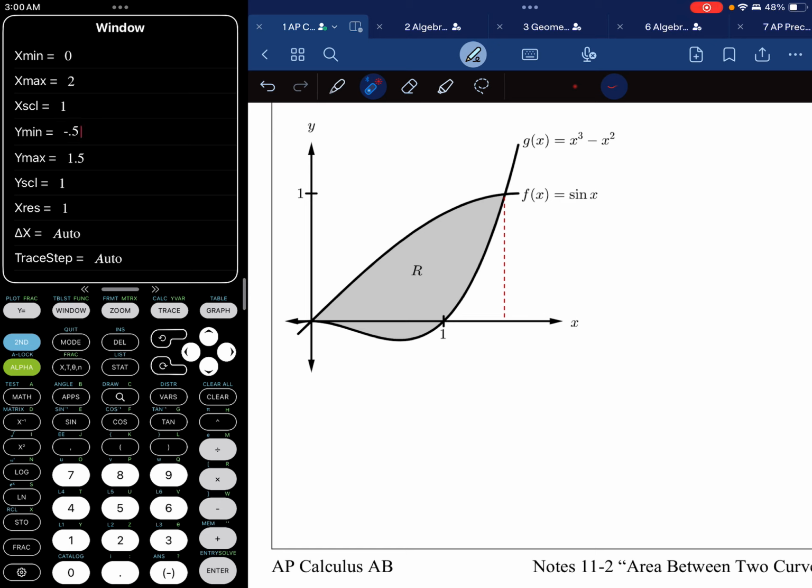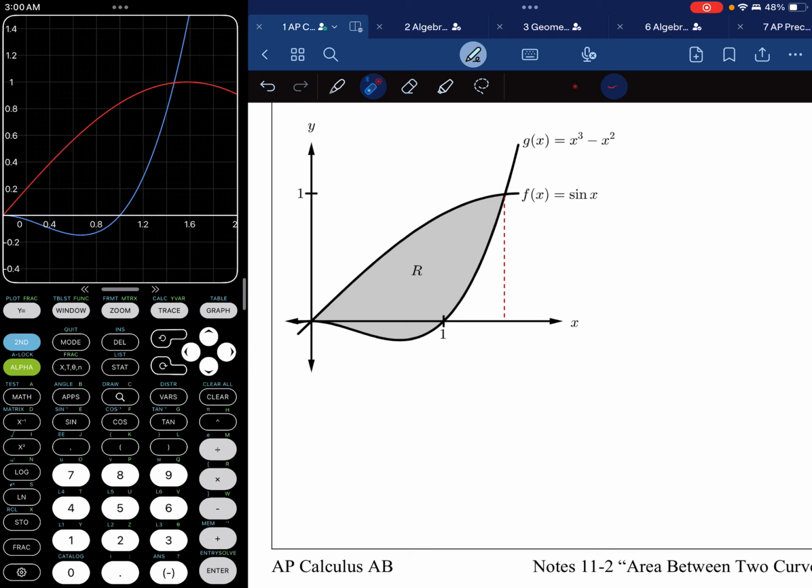Okay, we don't have to do zoom 0. We have everything correctly. Zoom 0 would be if we didn't know the y min or the y max. We do know in this case. We're just going to hit graph, and hey, that looks familiar, right?